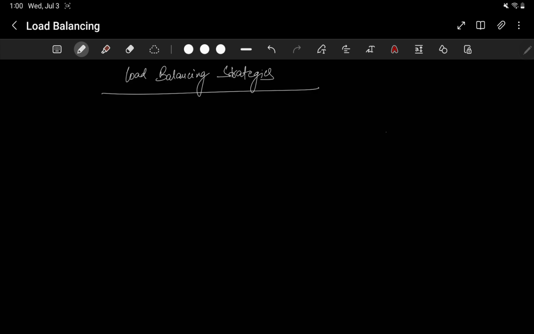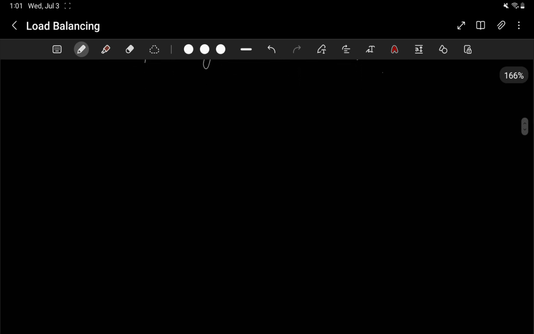What are load balancing strategies? What do they do? They aim to evenly distribute requests among servers. Okay, there are different strategies. Let me talk about all of them.